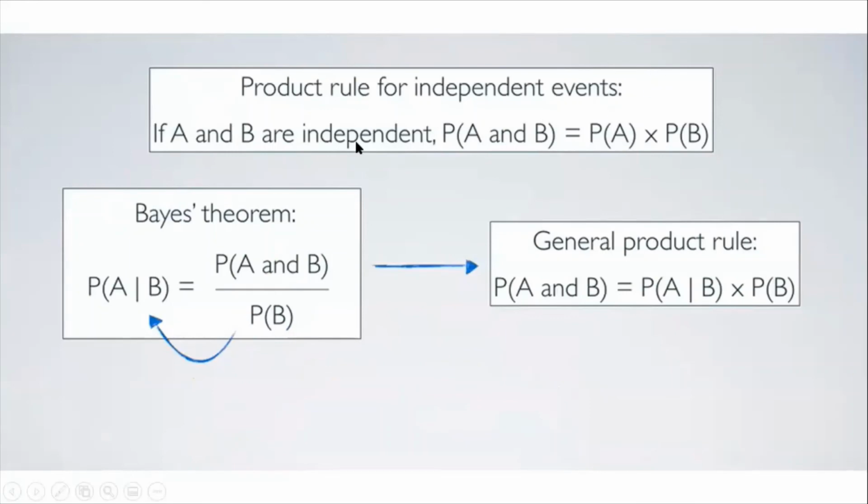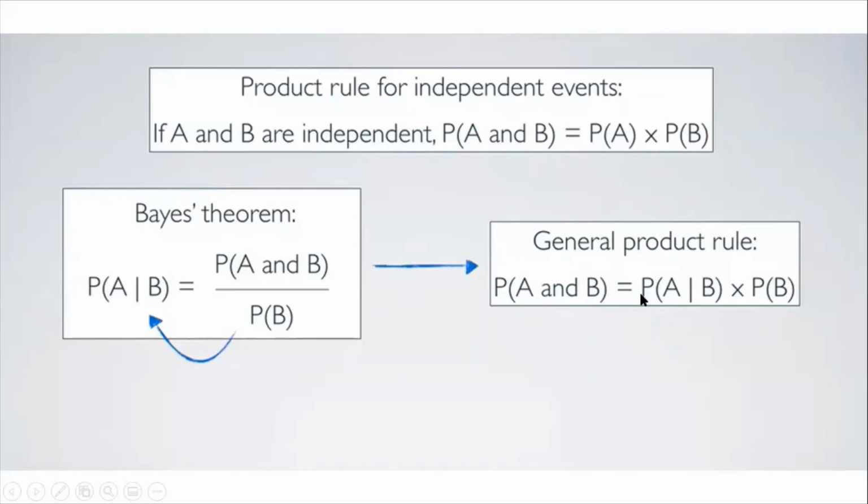The product rule is what we got from independent events: probability of A and B is equal to probability of A multiplied by probability of B. This is the multiplicative rule. When we think about Bayes theorem, we can rearrange it. Probability of A and B is what we want, so we put it on the left side and move everything else to the right side. So we get probability of A and B equals probability of A given B multiplied by probability of B.